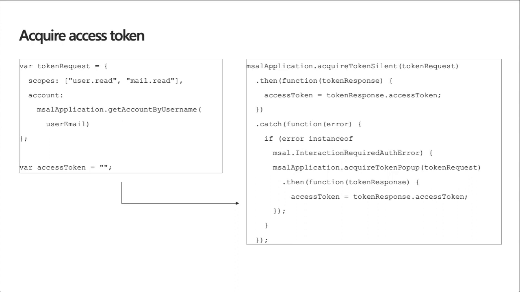The other method, acquireTokenPopup, is useful if the previous method, acquireTokenSilent, fails or an interactive sign-in is required, such as if you need new permissions granted. You can use the acquireTokenPopup method. It will combine the request to sign in and obtain an access token all in one step.